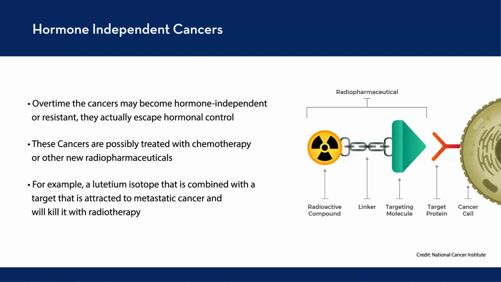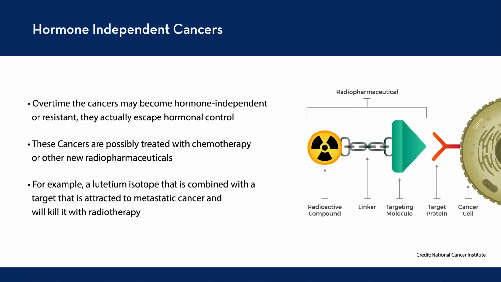Now, one of the problems with these sneaky cancers is that over time, the cancers may become hormone independent or resistant, so they can actually escape hormonal control. And then this leads to a cancer that is now hormone independent. So what to do with these cancers? These cancers are possibly treated with chemotherapy as they may become more aggressive, or there are some new treatments now available for these more advanced cancers that are radiopharmaceuticals.